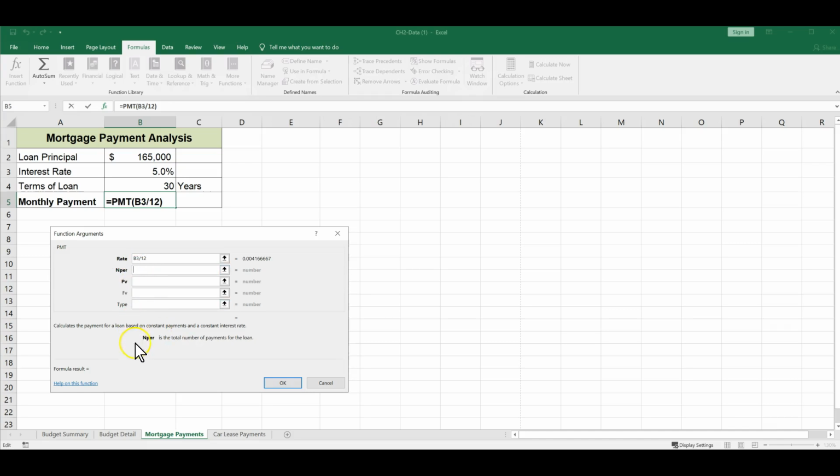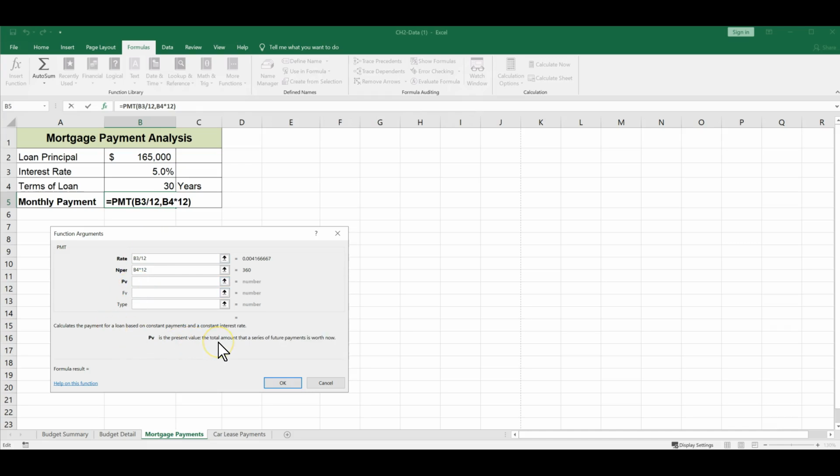The Nper is the total number of payments for the loan. So how many loan payments am I going to make? Again, I'm making monthly payments. My term for the loan is 30, but I actually am making that monthly payment every month for 30 years. So I'm going to take my term of loan, B4, multiplied by 12 to give me how many months in a year.